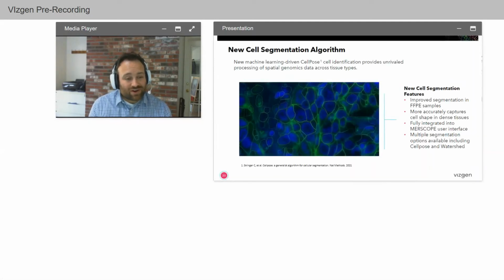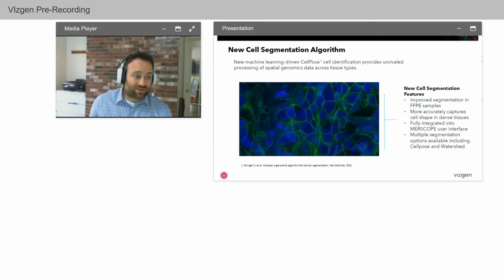The final piece of our FFPE sample prep solution is our cell segmentation algorithm. This is a new machine learning driven Cellpose cell identification. It provides unrivaled processing of spatial genomics data across tissue types. We're extremely excited about this. It certainly improves segmentation within FFPE samples, where you can have these smaller cell types. It more accurately captures the cell shape in these dense tissues. It is completely integrated into the MERSCOPE user interface.